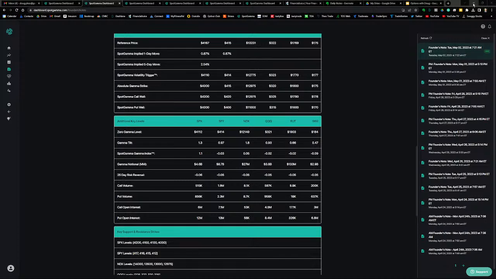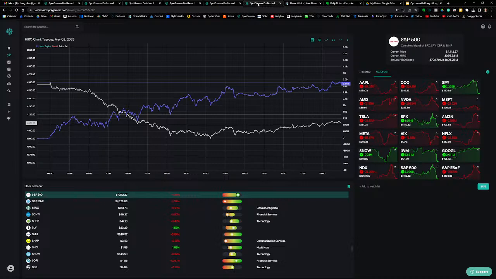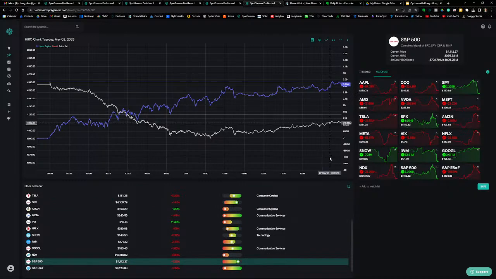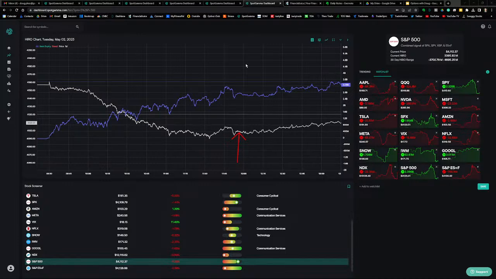All right, let's start with some setups now, and I'm going to go take a look at Spotgamma Hero, and RJ, I'll take a look at VIX after I take a look at the S&P 500. Since I already have this up. All right, so this is the hero signal for the S&P 500. For those of you who may not be familiar with this chart, this is from Spotgamma. The white line is showing price, and the purple line is showing hero, the hedging impact of real-time options. And this is a combined signal for SPX, SPY, XSP, and ES futures, showing options trades for all these instruments and the resulting market maker hedging activity.